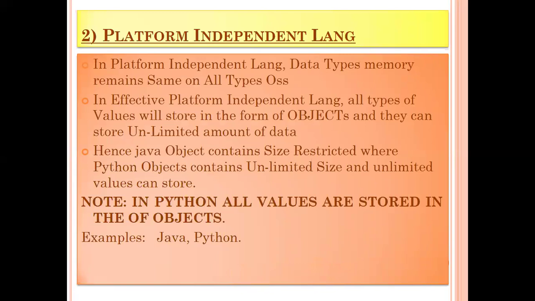Second, it is a platform-independent language. Why is it a platform-independent language? Because data types remain the same on all the OSs. In an effective platform-independent language, all types of values will be stored in the form of objects, and they can store an unlimited amount of data, as we can store in Python. Java objects contain restricted size, whereas Python objects contain unlimited size and unlimited values can be stored. And all the values are stored in the form of objects.